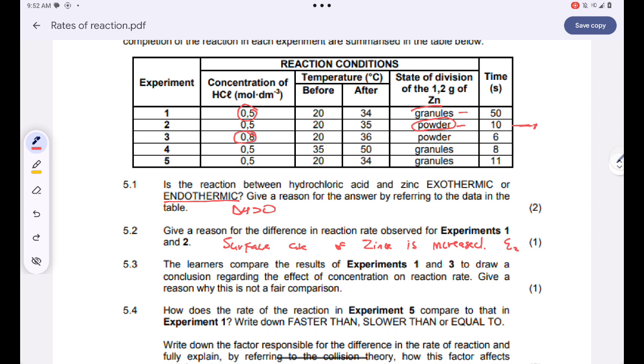In experiment 1, we have our zinc in granule form, or in solid state. And then in reaction 3, our zinc is in powdered form. So we have more than one independent variable. That's why this will never be a fair experiment.